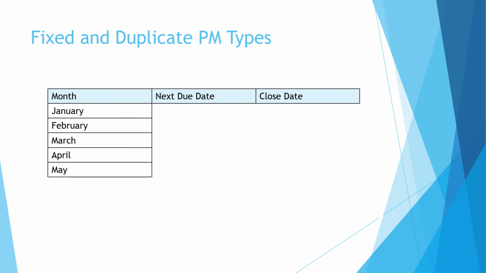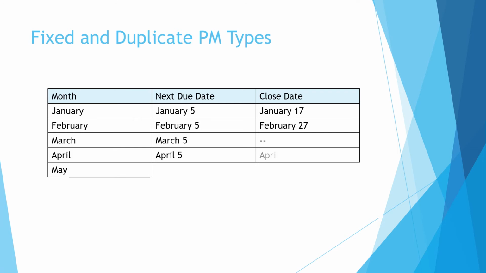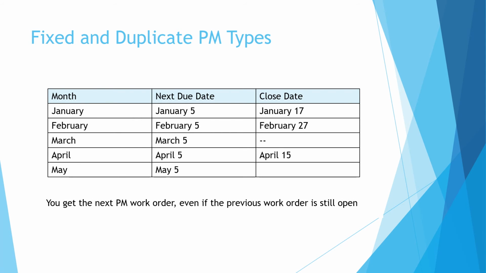The PM type of duplicate works very similar to fixed. If a work order is released on January 5th and then closed on January 17th, you get a work order on February 5th. Again, it's closed on February 27th and a work order is released on March 5th. But you don't close the work order. It doesn't matter. You still get a work order on April 5th, leaving you with an extra duplicate work order. Infor EAM recalculates the due date of the next PM work order when you release the work order, not at close. This is different from the type of fixed, and you could end up with a lot of duplicate and incomplete work orders.